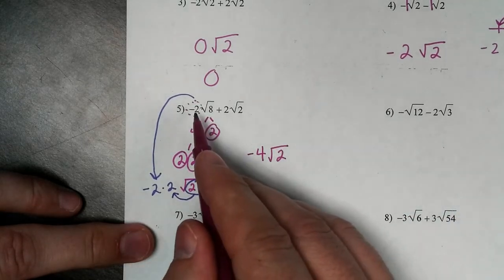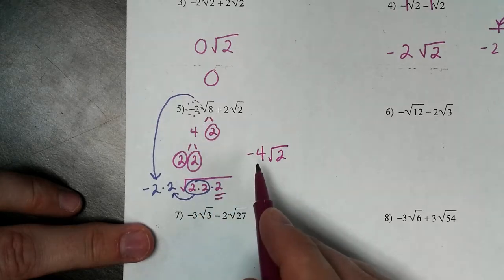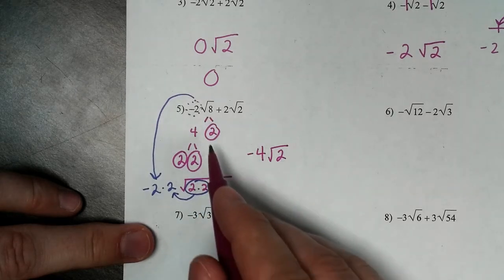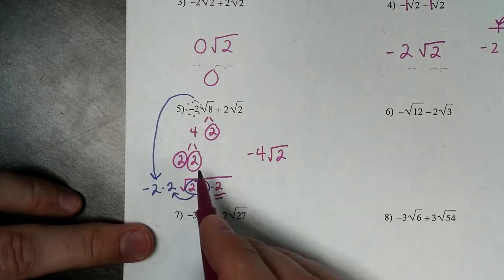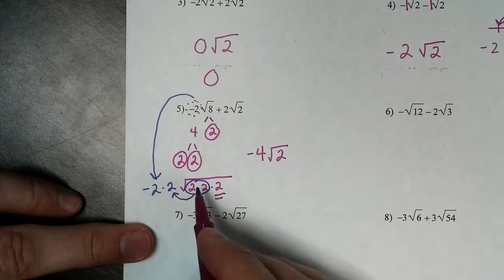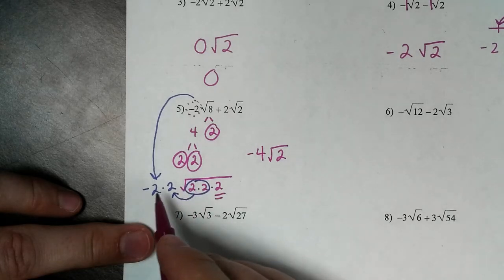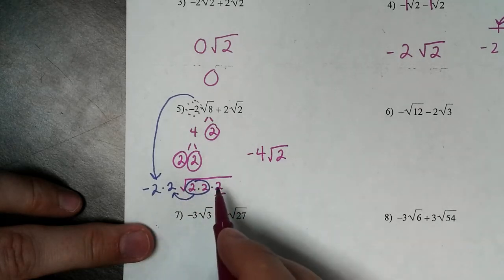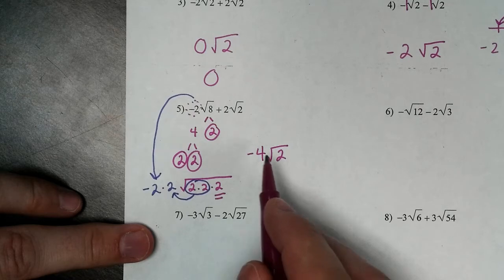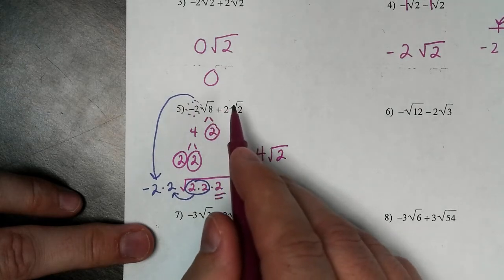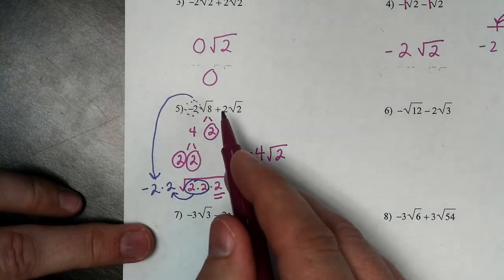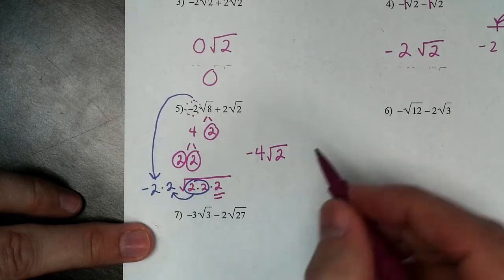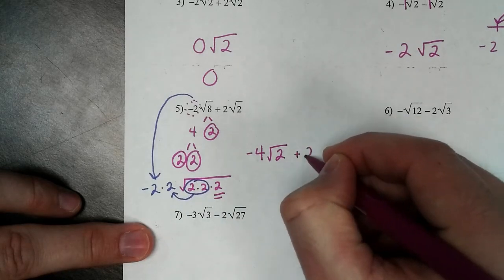So this right here, this negative 2 radical 8, became negative 4 radical 2 based on all the work that we just did. Pulled it out, the pair of 2's came out to be 2, we multiply it by negative 2 to get negative 4, and the 2 was left inside the radical. Now, have we done anything with this? And the answer to that would be no. So we're going to bring that down here with the problem.